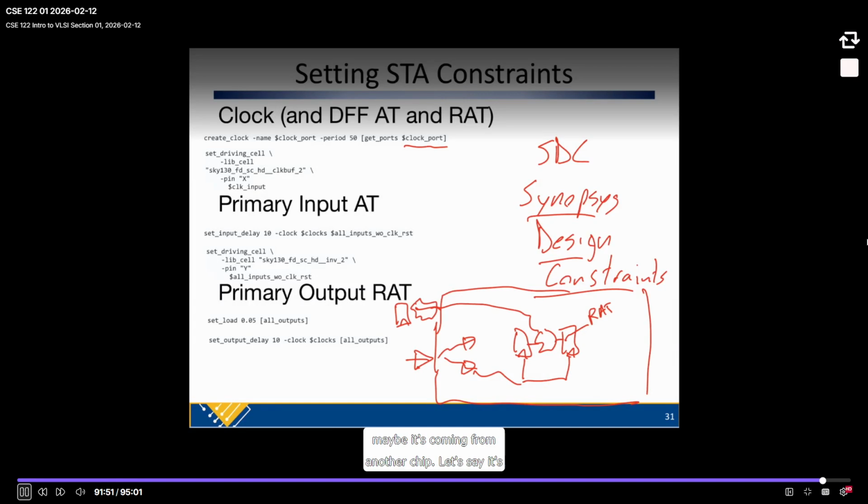Now, why would you do that? Well, maybe it's coming from another chip. A flip-flop on that chip has to go off the chip, onto the board, and then onto my chip, and then through a buffer, an I/O buffer, and then to my chip. That kind of delay will account for all of that stuff. It eats away at your clock period. You can also set the driving cell. In this case, I set it to an inverter, just because it's a small gate.